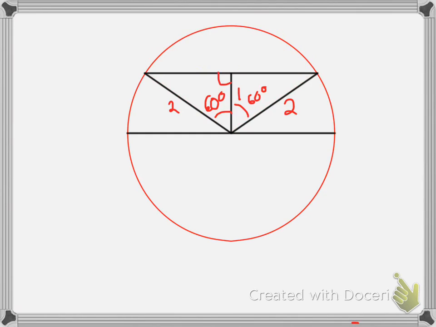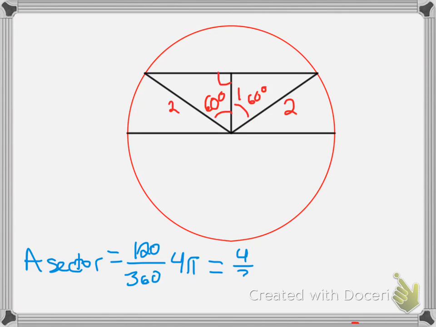So, the area of the sector is going to be the central angle, which is 120, over 360 times pi r squared. Pi r squared is 4 pi, so this is going to be 4/3 pi. That's the area of this entire thing.